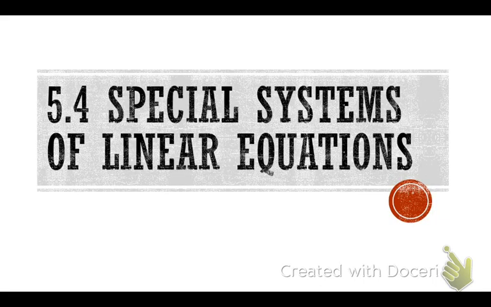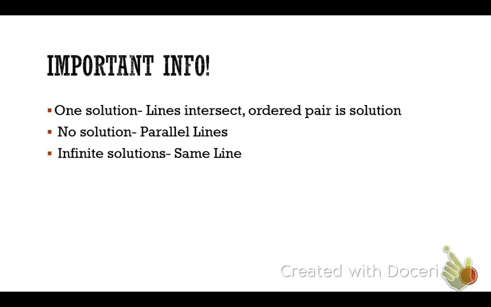All right, today we're in section 5.4, special systems of linear equations. This is our last lesson on systems of linear equations, and by special we mean that we're going to have solutions that are outside of what we are used to seeing. We could have one solution, and that's what we've been looking at for sections 1, 2, and 3. We've been looking at systems of equations that have one solution, and it's an ordered pair. Today we're going to look at systems that have no solution and systems that have infinite solutions.